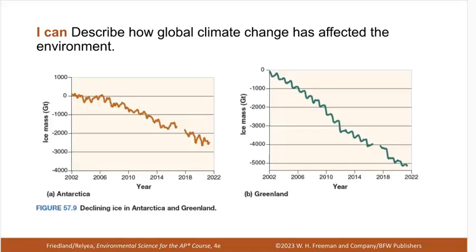So these are our declines in ice mass since 2002, and so these are gigatons. So we've lost 2,500 gigatons of ice mass over the past 20 years. In Greenland, so this is Antarctica in the South Pole, Greenland's the North Pole, we've lost 5,000 gigatons of ice.